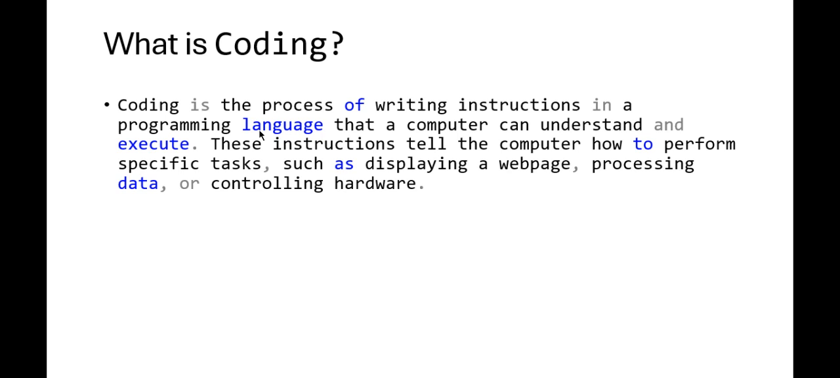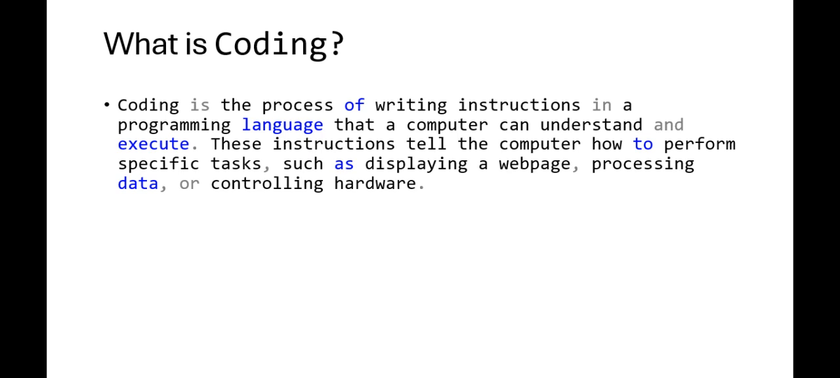Coding is the process of writing instructions in a programming language that a computer can understand and execute. So the process of writing this programming language that we talked about is what we refer to as coding. You understand now? A programming language is just a formal system of communicating with the computer. This is how we talk to the computer. This is how we give instructions to the computer.